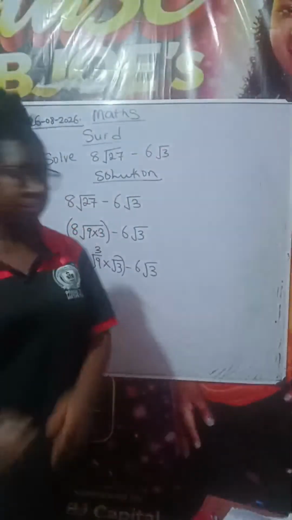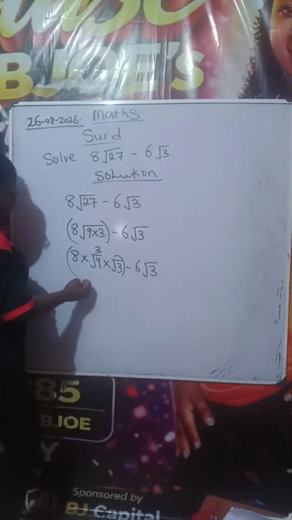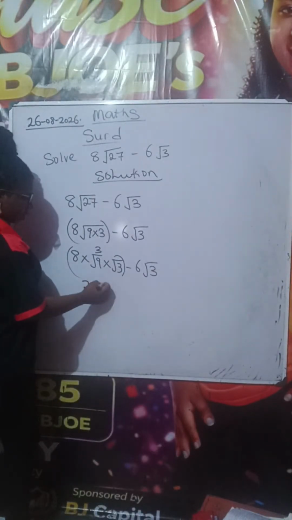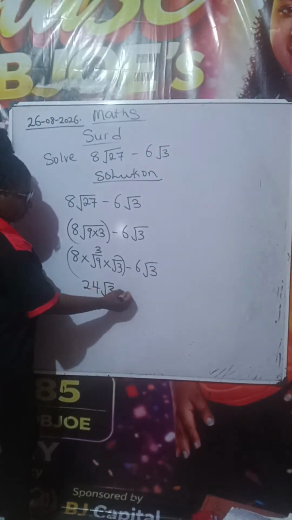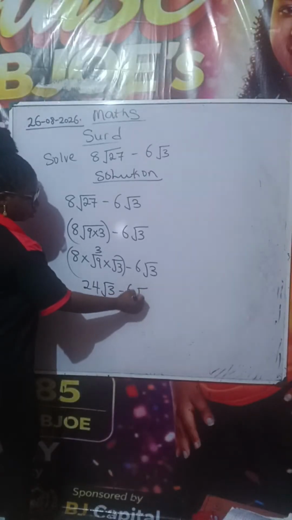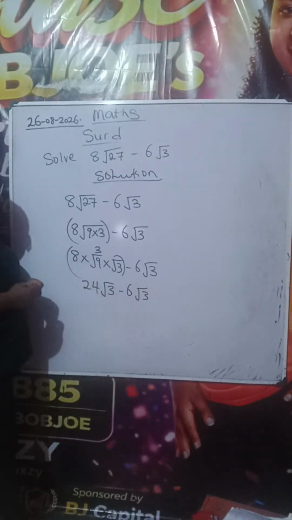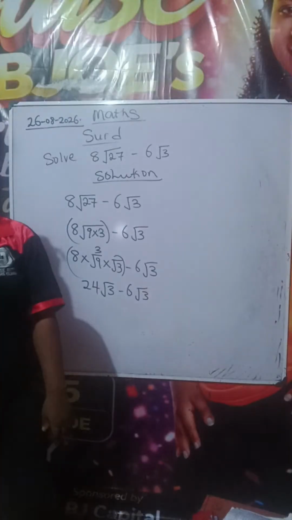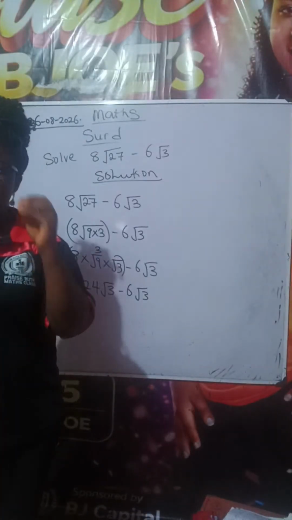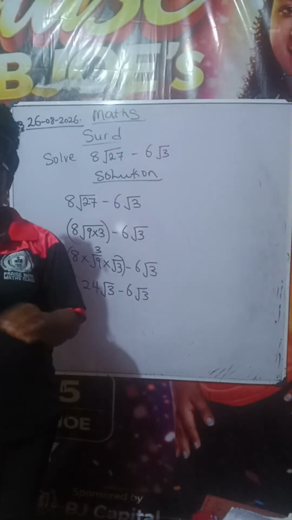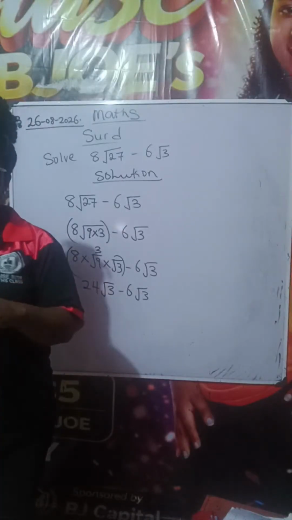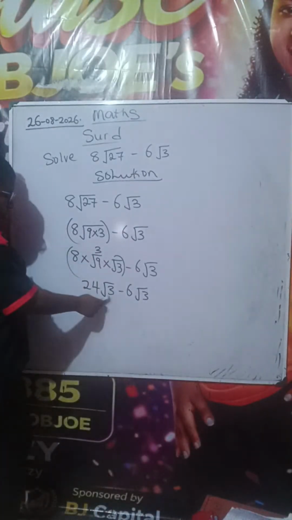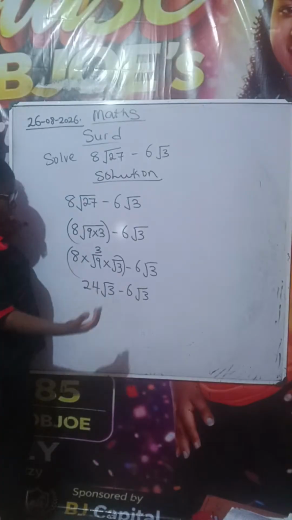So we have 24. So we have 24 multiplying root 3, then minus 6, then root 3. Now look at it like this. When you look at it, you can see that subtraction can take place. Why? Because the root is the same. Root 3, root 3. So we subtract.